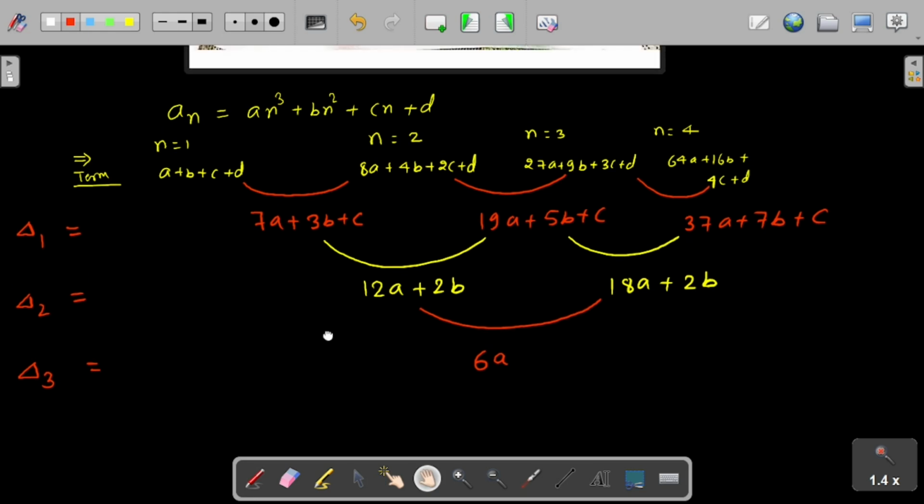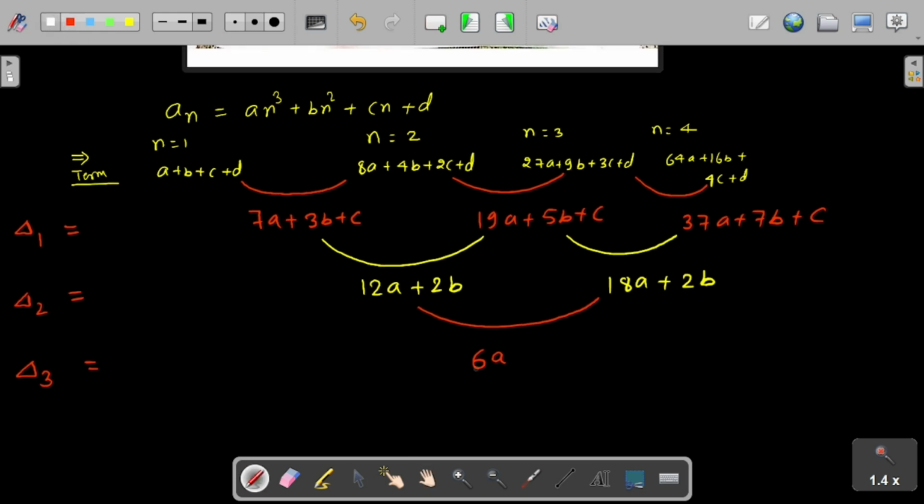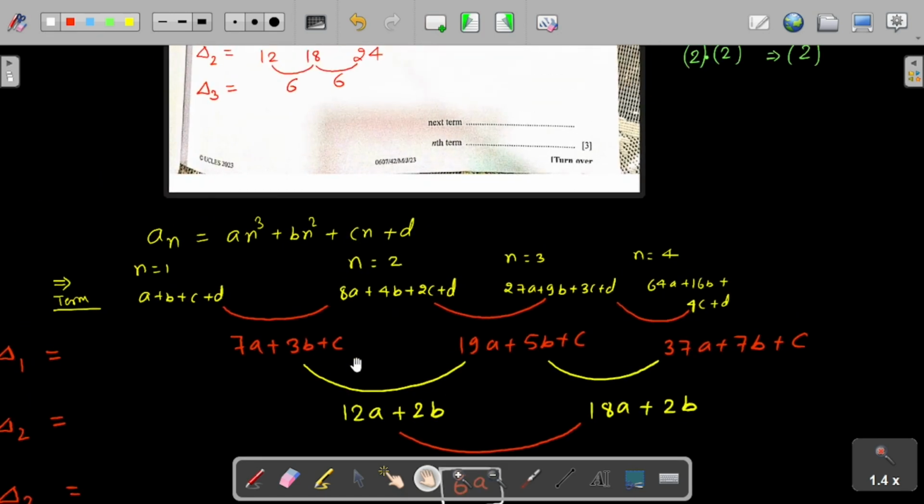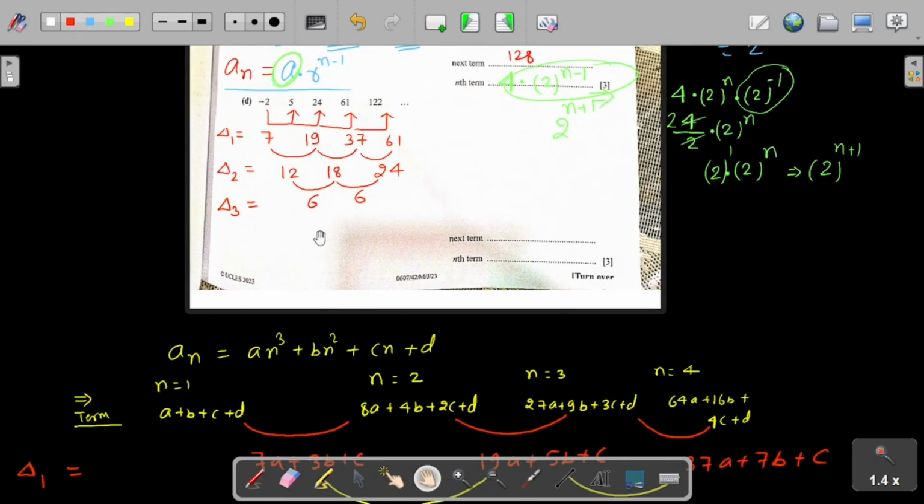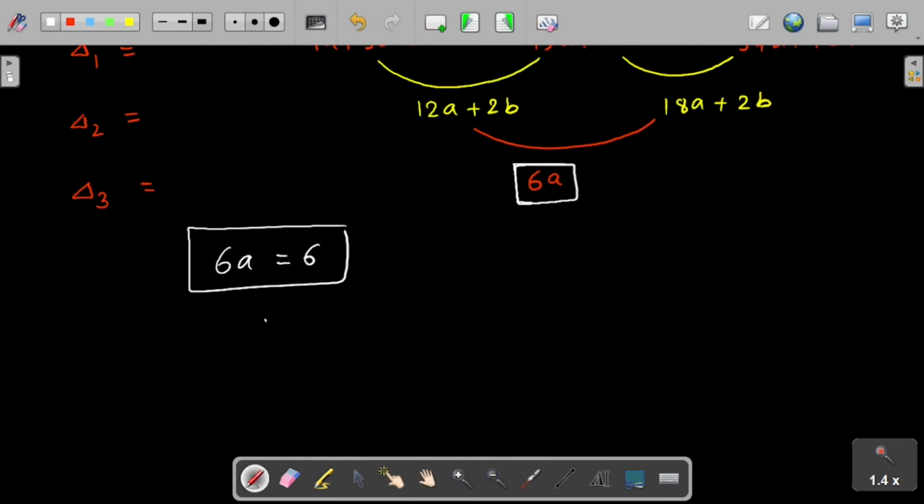So how can we find this? I was saying that if you remember this third difference for a cubic sequence, that it is equal to 6a, you can solve this question very easily. Here I know that 6a is going to be 6, because the third difference I'm getting is 6. So 6a is equal to 6, so a is equal to 1. So our general expression will have a equal to 1.